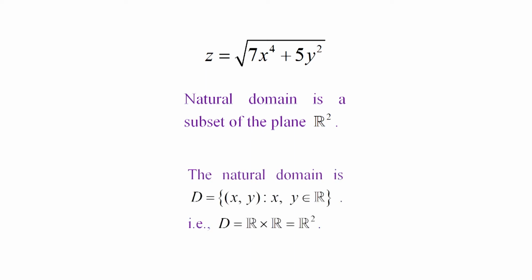Hence, the natural domain D is the set of all ordered pairs (x, y) where x and y belong to the set of real numbers. That is, D is equal to R cross R, which is equal to R squared.